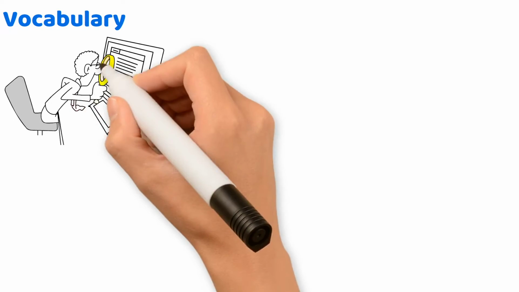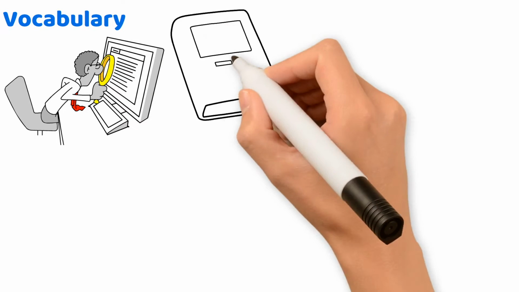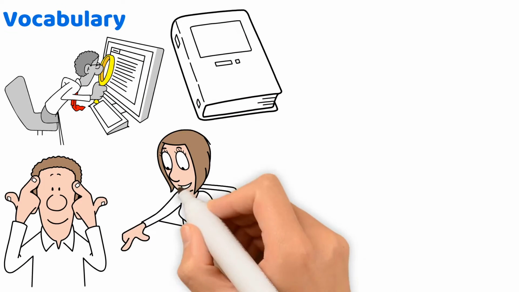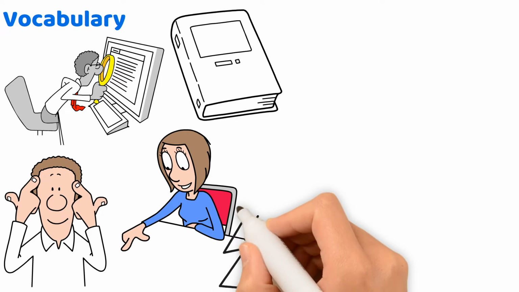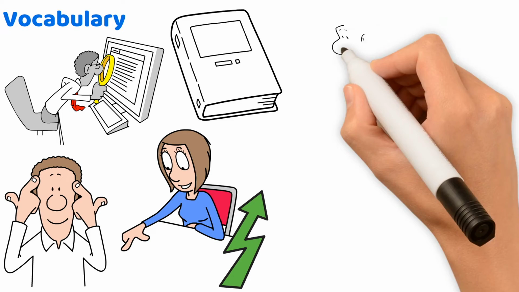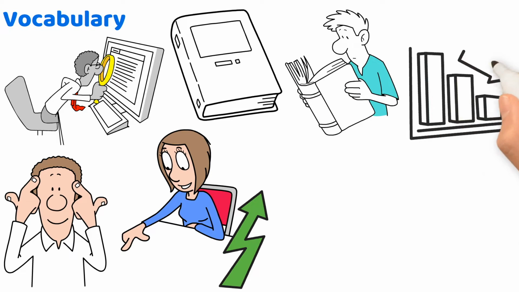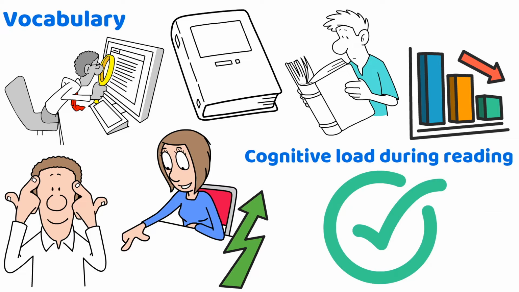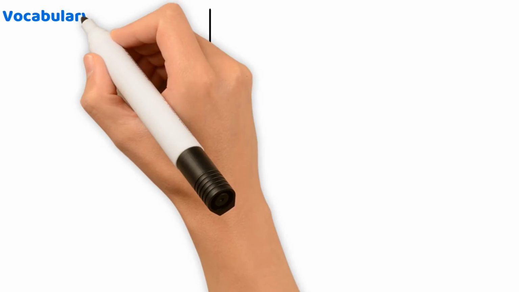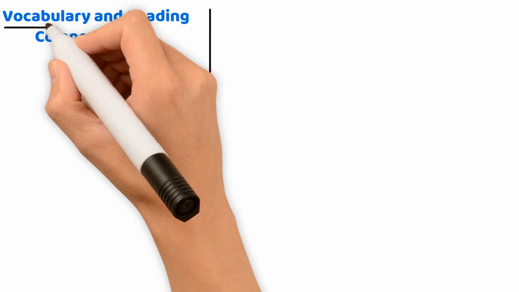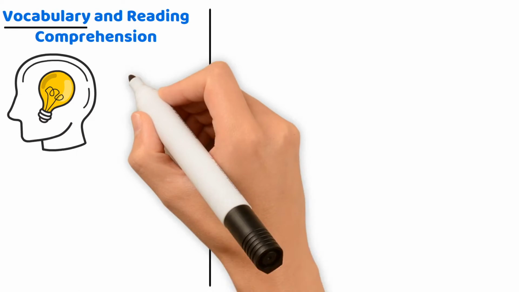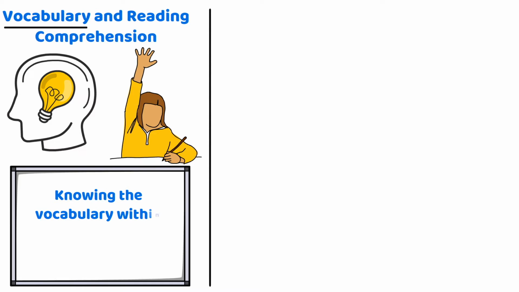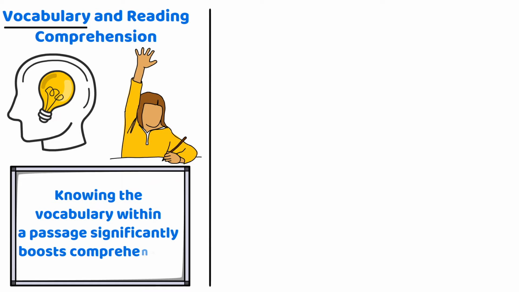On test day, look out for questions that link vocabulary knowledge directly to reading fluency. Understanding the meaning of words being read not only helps the reader to read swiftly and accurately, but also enhances overall reading fluency. This is because familiarity with vocabulary reduces the cognitive load during reading, allowing for smoother and faster processing of text. Vocabulary and reading comprehension. Vocabulary is also a key indicator of how well a student will comprehend a text. There's a clear correlation here. Knowing the vocabulary within a passage significantly boosts comprehension.